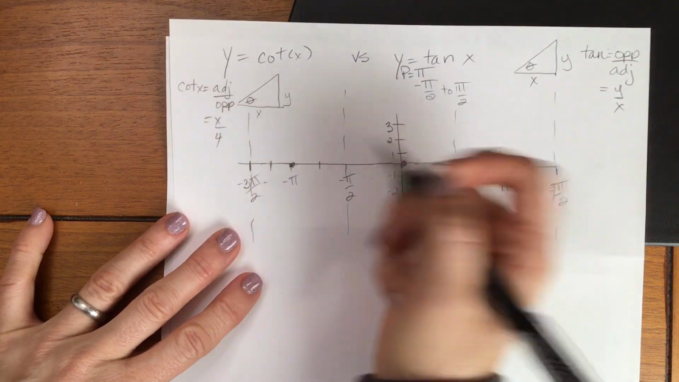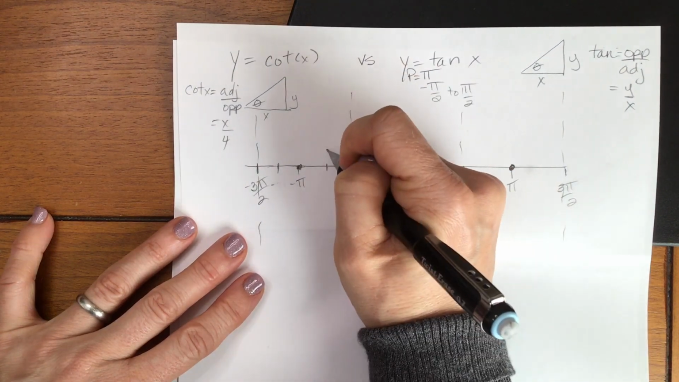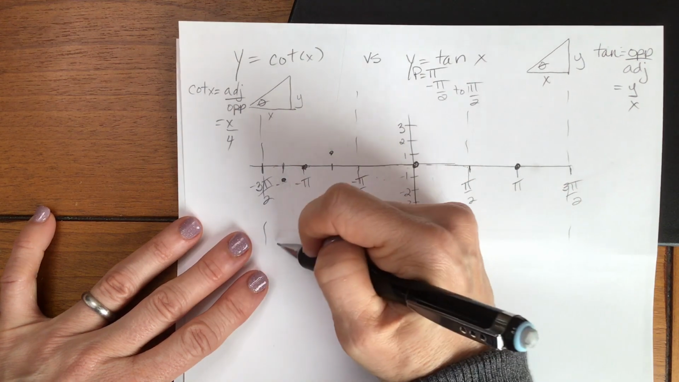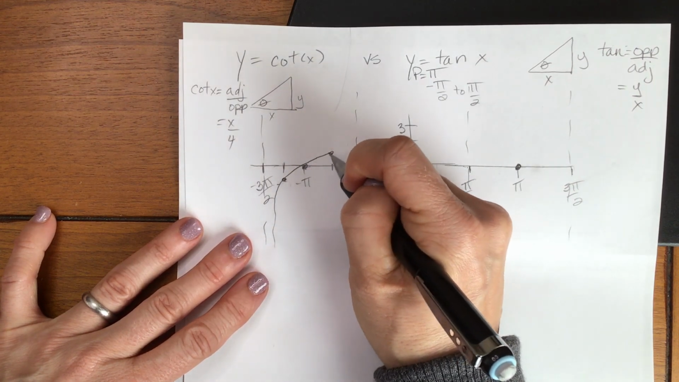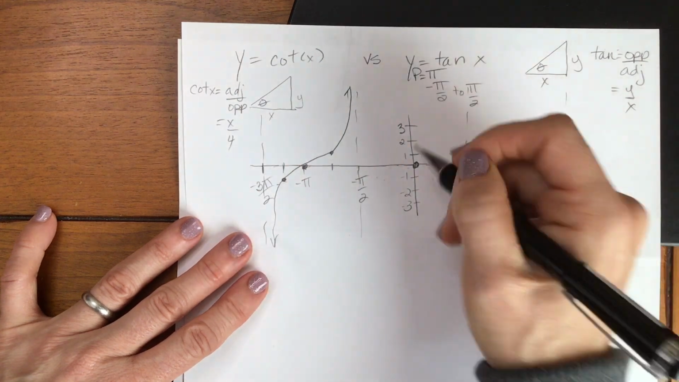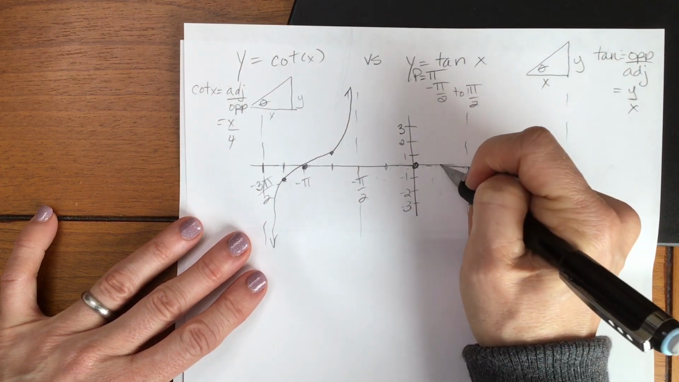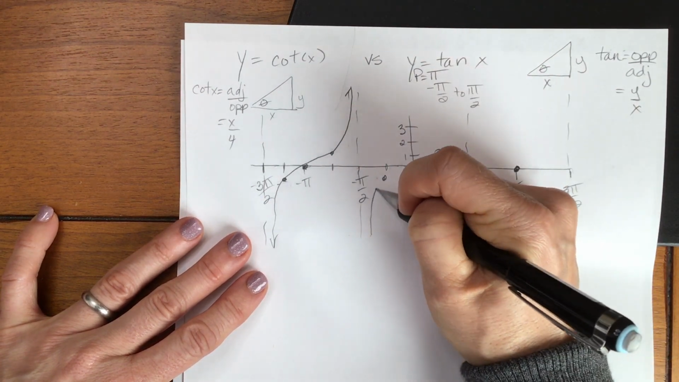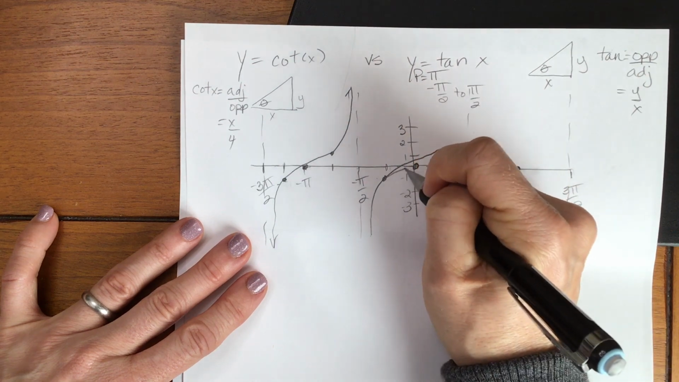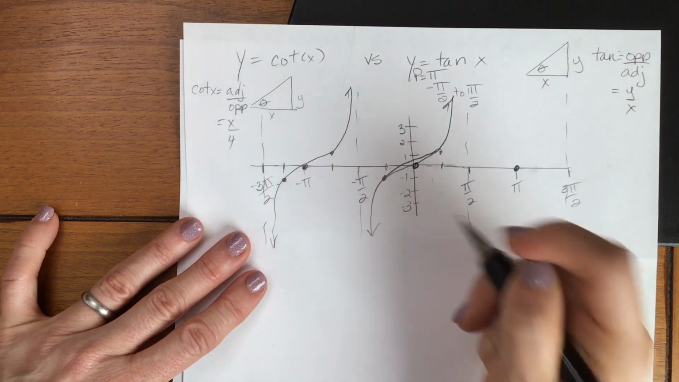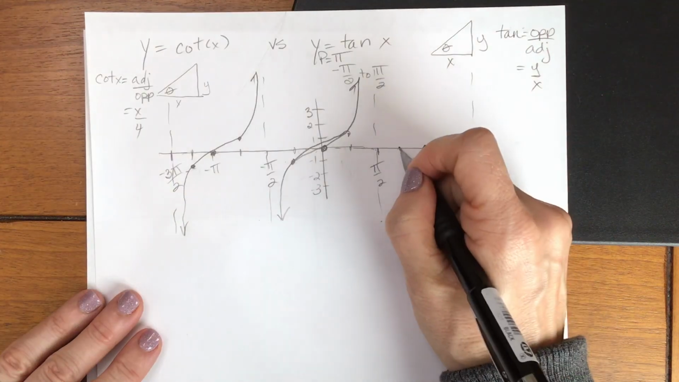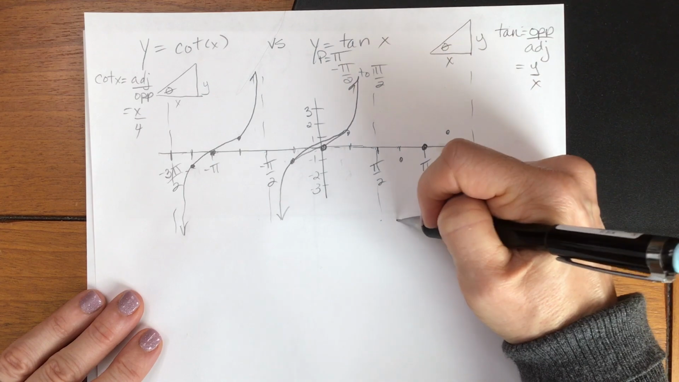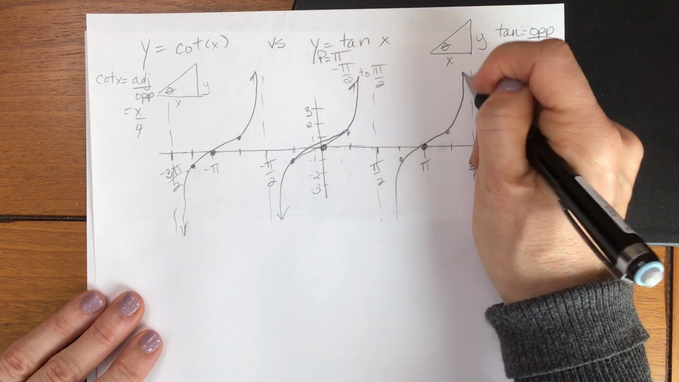Sorry, this is a little off. But if I was halfway here, I would be up here at 1. If I was halfway down here, at negative 1. And we graphed in our tangents. Okay, so we can see our 3 tangent cycles here with an amplitude of 1 and a period of pi.